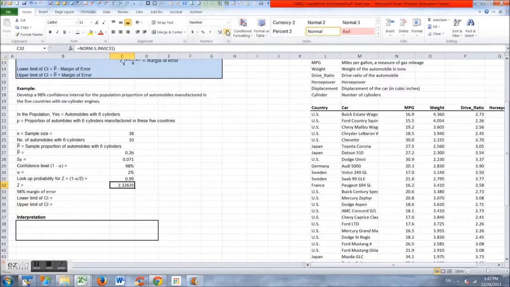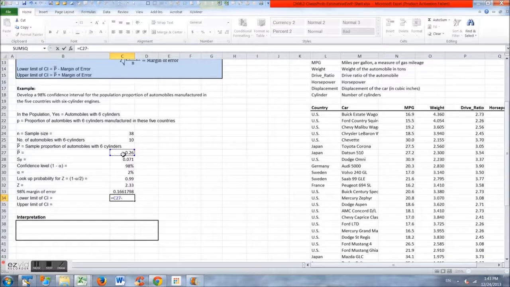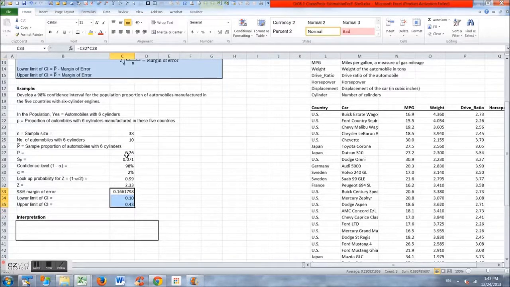So the next step is to find the margin of error. Margin of error is z times the standard error. That gives us the margin of error. And then p bar minus margin of error is the lower limit, and p bar plus margin of error is the upper limit. So we have the confidence interval now, and we interpret.